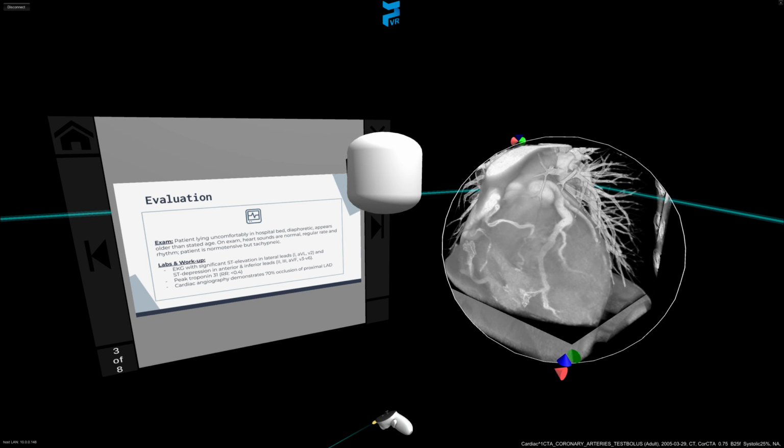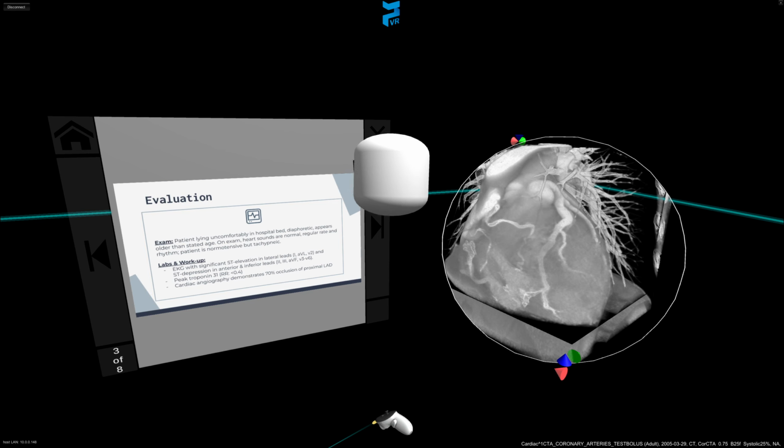For labs and workup, his EKG had significant ST elevation in the lateral leads and ST depression in the anterior and inferior leads. His peak troponin reached 31, and then cardiac angiography demonstrated a 70% occlusion of the proximal LAD.